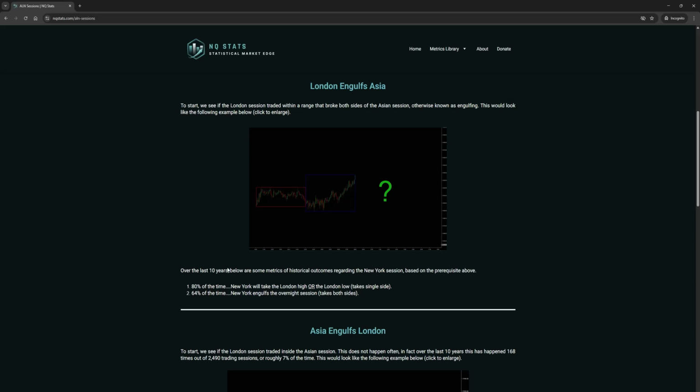What are the probabilities? So 80% probability that the New York high, or that New York session takes the London high or the London low. So blue box low or blue box high. 80% probability that one of those will get traded through. 64% probability that both get traded through.